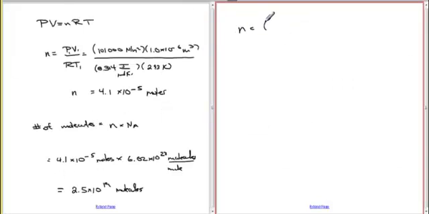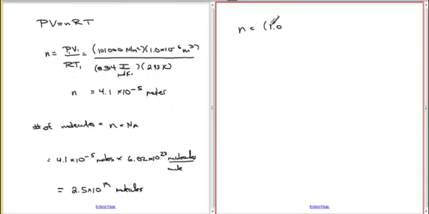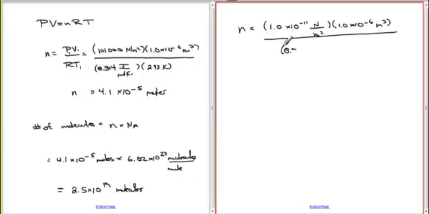Number of moles, pressure is 1 times 10 to the minus 11 pascals, which are newtons per meter squared, times the volume, which is 1.0 times 10 to the minus 6 meters cubed, divided by R, which is 8.314 joules per mole Kelvin, times 293, because it said constant temperature. And let's plug the numbers in.